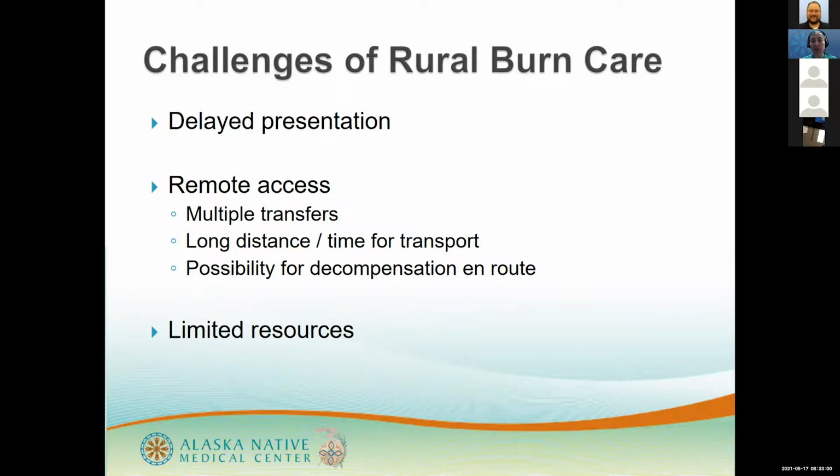There's often limited resources. I like to ask the clinics I visit how many bags of IV fluids they have, and sometimes they only have 6 bags of IV fluids. So if you're thinking about giving someone 900 cc's an hour and that patient's going to be stuck there for a while, you might have to think of some creative ways to keep that burn fluid resuscitation going.